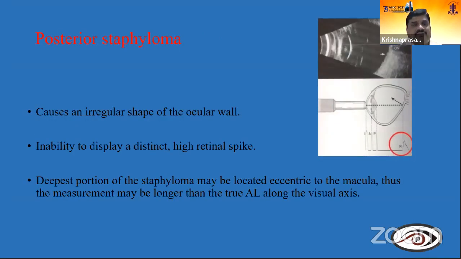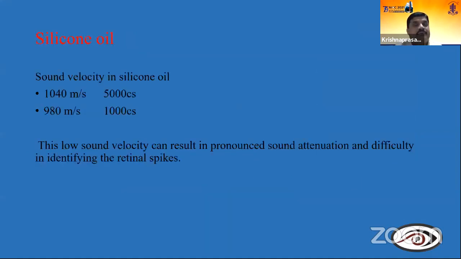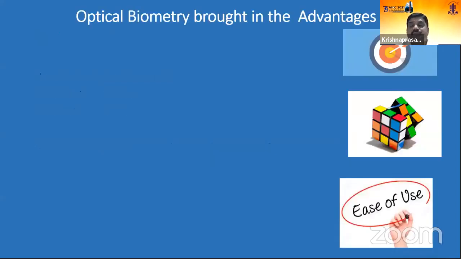Coming to posterior staphyloma, it causes an irregular shape of the ocular wall, and because of that there is an inability to display a distinct and high retinal spike. The deepest portion of the staphyloma may be located eccentric to the macula, thus the measurement may be longer than the true axial length. Of course, we all deal with silicon oil filled eyes when doing ultrasound. Here the low sound velocity can result in pronounced sound attenuation and difficulty in identifying the retinal spikes.